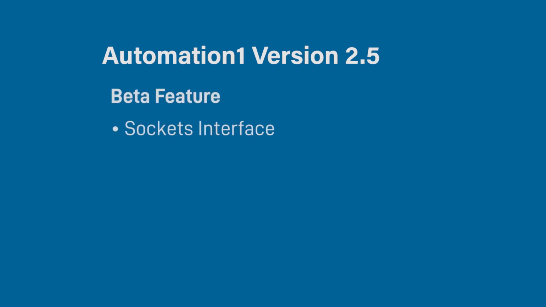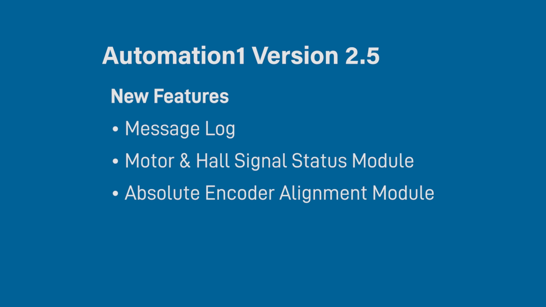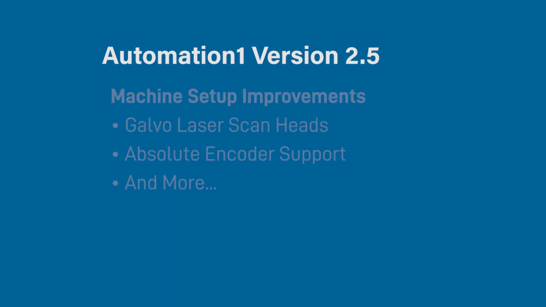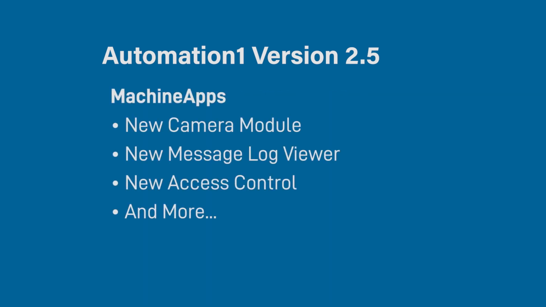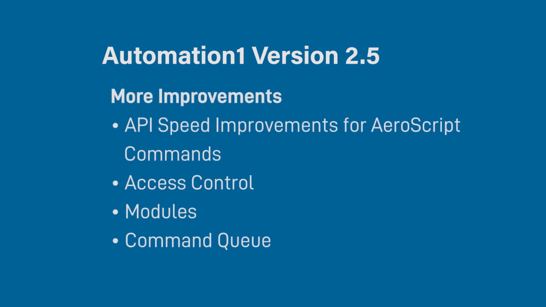This includes the beta feature sockets interface, a new feature called the message log, a motor and Hall signal status module for setting up motors and Hall signals, an absolute encoder alignment module for helping you to set up absolute encoders on devices, machine setup improvements, both for Galvo laser scan heads and for absolute encoder support, new features to the MachineApps HMI development tool, such as a camera module, the message log viewer, and access control, and other improvements such as API speed for AeroScript commands.